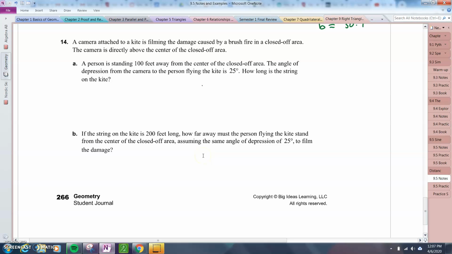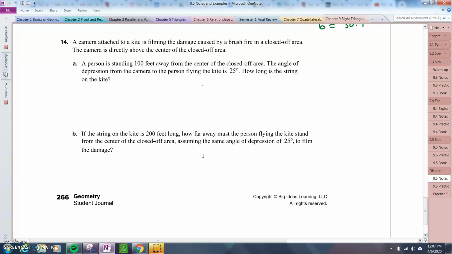Alright, so let's do a word problem. Let's do 14 here. A camera attached to a kite is filming the damage caused by a brush fire in a closed off area. The camera is directly above the center of the closed off area. Okay, we have A and B.